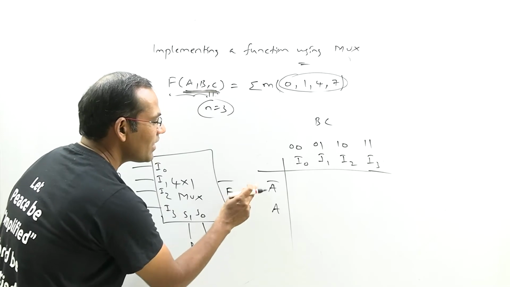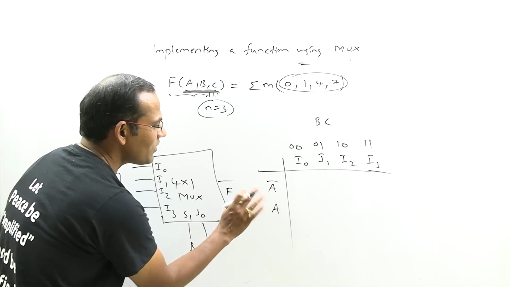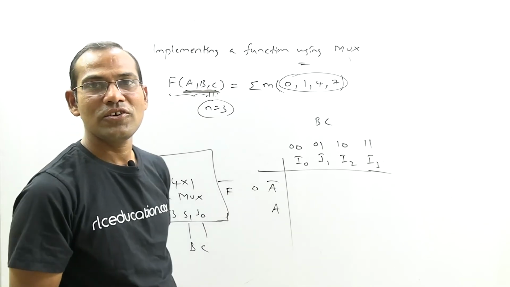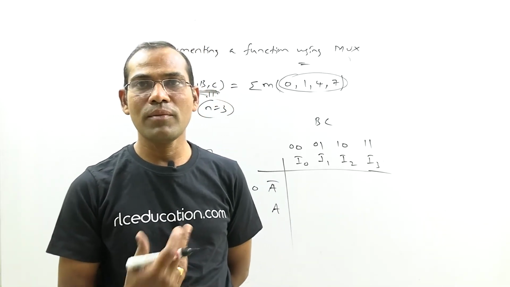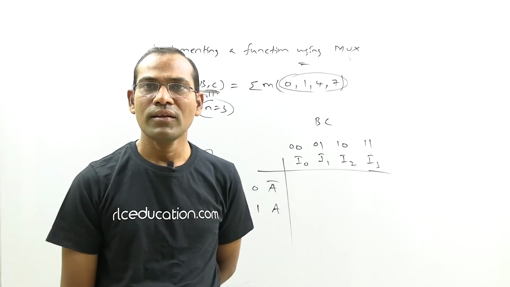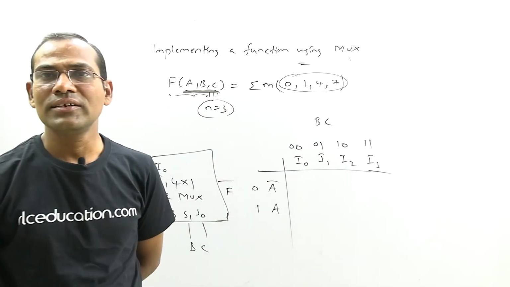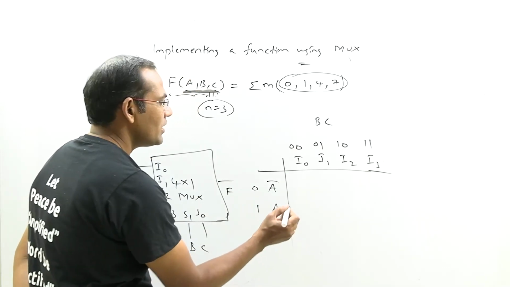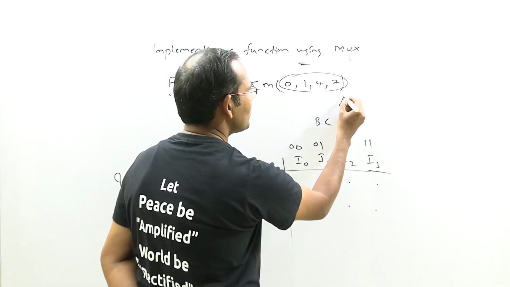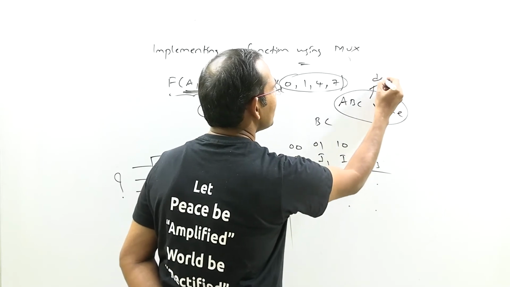Similarly, here write the zeros and ones, the bit values. A bar means 0, A means 1. Write the values. First write like this. After that, at each position, write the ABC value in decimal format.